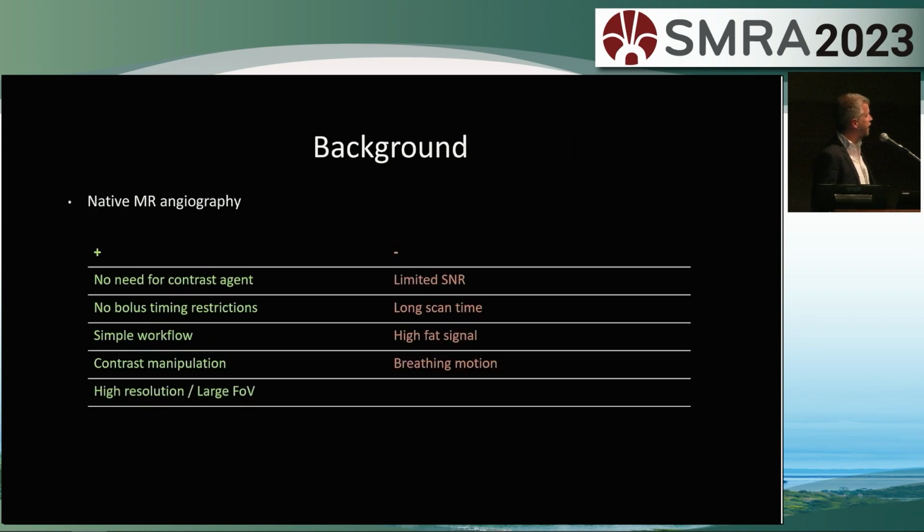So we've heard in the last few days what the advantages of a non-contrast MR angiography are, including obviously the non-need of a contrast agent, which saves money but also saves workflow complications. It's a much simpler workflow if we can just acquire in the steady state. We haven't heard much about the advantage of being able to manipulate the contrast as compared to the contrast-enhanced MRA. And also, because we're not tied to the timing of the bolus, we really can scan with a high resolution and also with a high field of view.